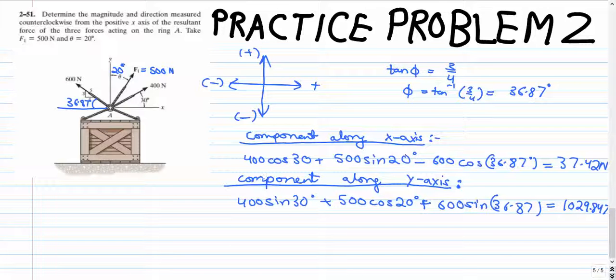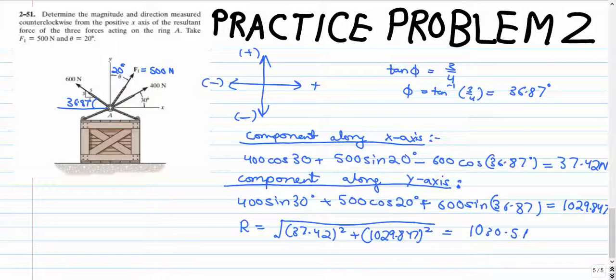Now that we have our components, sum of components along the x and y axis, we can simply find the magnitude of the resultant force by applying the resultant force formula, and the answer that we get is 1030.5 newtons, or 1031 newtons.